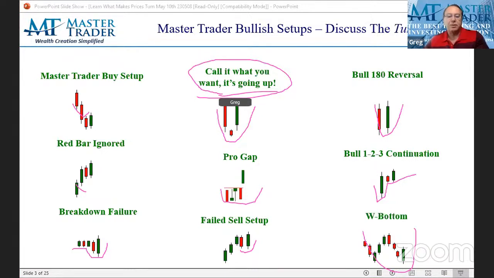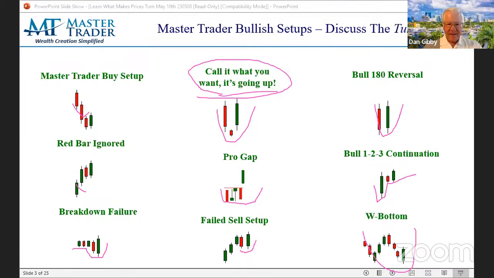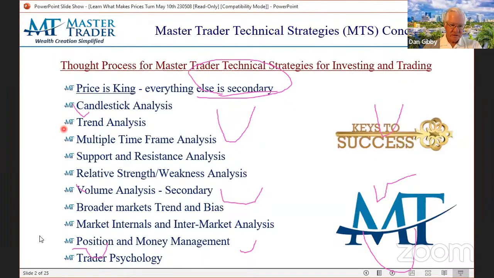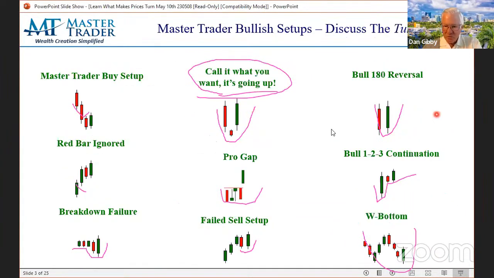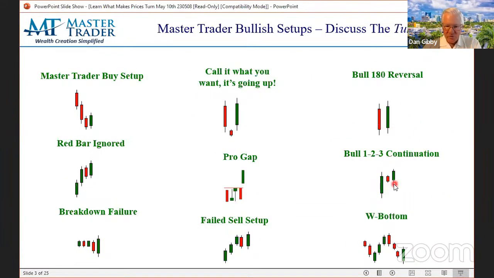This simple picture says it's going to go up. And just to highlight, call it what you want, it's going up. Does that mean I buy this picture? Because, Greg, you're saying if I see that picture, it's going up. And the answer is no, because it's just the starting point. Same with a 180 reversal, same with a 1, 2, 3. Does that mean I'm buying every one of these? No, but it's our starting point for an analysis.